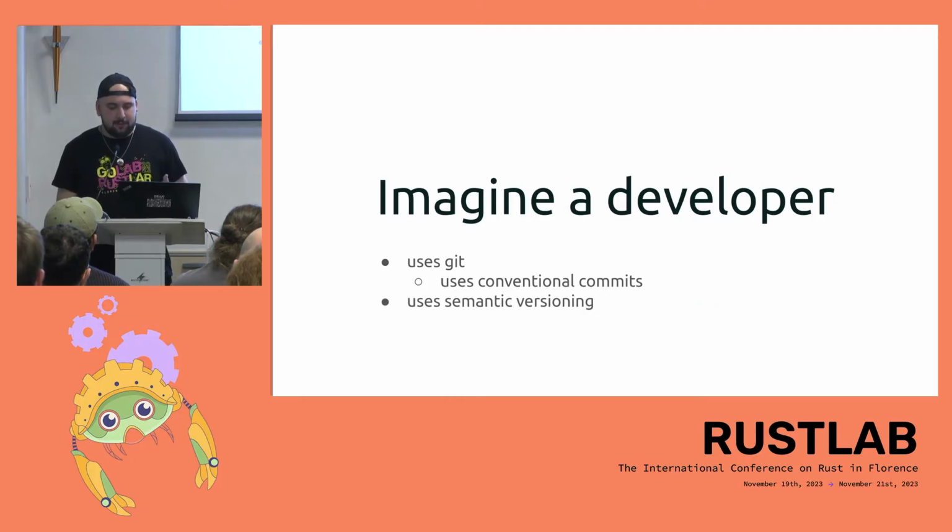And let's imagine this developer also uses semantic versioning. What is semantic versioning? It's basically a version scheme where you have three different parts in a version, separated by dots. The first one is major, the second one minor, and then patch. How it works is that if you have a breaking change, you increment the major version. If you have a feature, you increment minor. And if you just have a patch, you just increment patch.